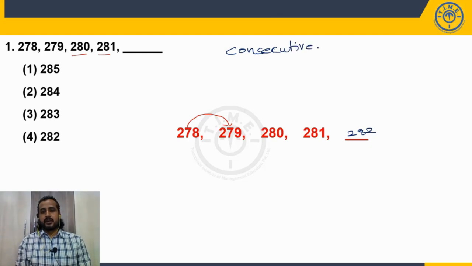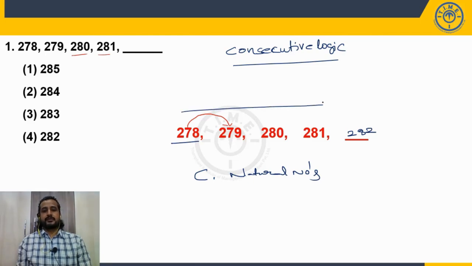Consecutive logic. And what are these numbers? Consecutive natural numbers. I am writing in short form: consecutive natural numbers starting from 278 in increasing order. So what is our required answer? Choice 4, that is 282.